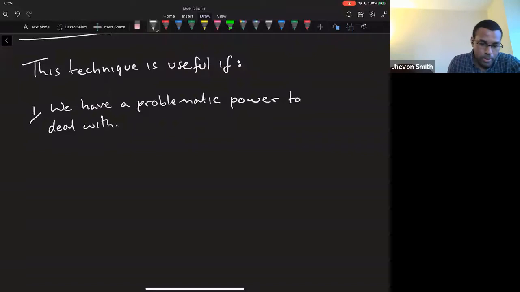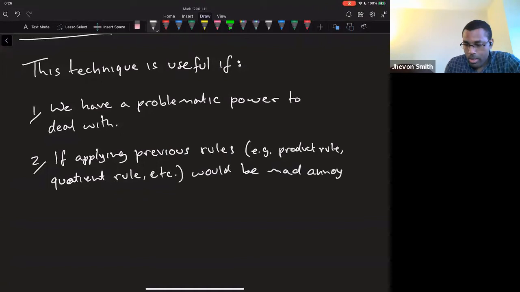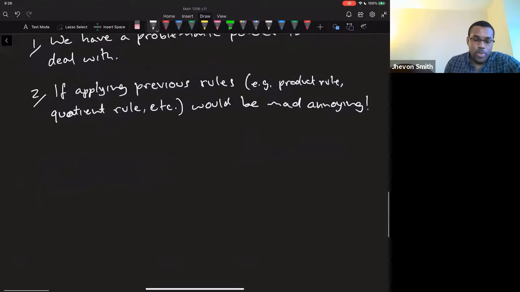Remember that. And then two, a situation is like if applying previous rules, for example, product rule, quotient rule, etc. would be very annoying, right? I already gave an example of a situation where you can do it if there's a problematic power.